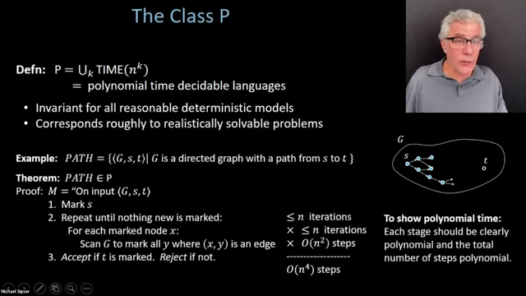So to show polynomial time, what I'd be asking you to do is to show that each stage of this algorithm is clearly polynomial, and that the total number of stages, I'm sorry, this should say stages here, is polynomial. So each stage is polynomial, and after you do all the iterations, the total number of stages that are executed is polynomial. And therefore, altogether, the total running time, the total number of steps, is going to be polynomial. Okay, so that's the way we would write up polynomial algorithms in this class.